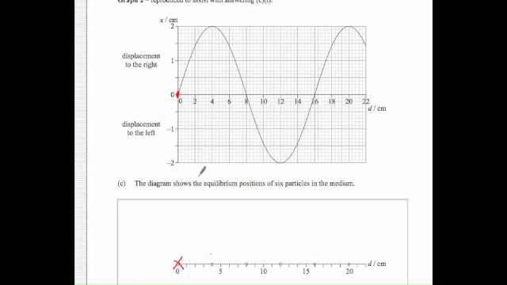Now the next particle that would normally be at 4 centimeters has been displaced 2 centimeters to the right. So 2 centimeters to the right takes it here. The next particle at 8 centimeters, 0 displacement. 12 centimeters is displaced 2 centimeters to the left, so that takes it to 10 centimeters. 16 centimeters, 0 displacement. And at 20 centimeters, displaced 2 centimeters to the right, so that's at 22 centimeters.